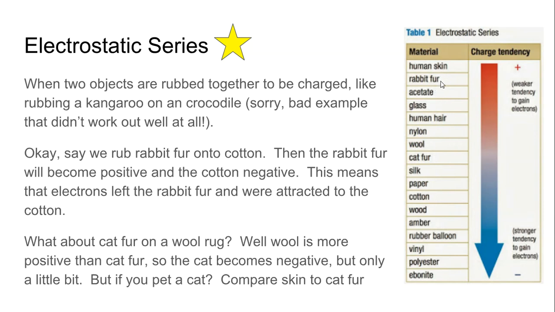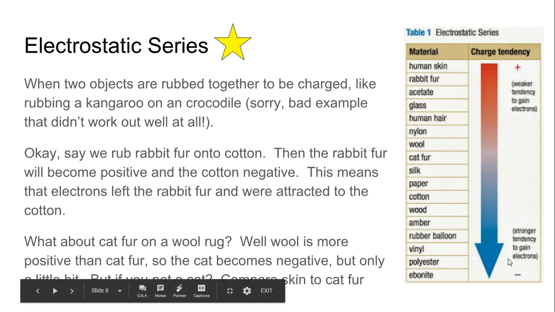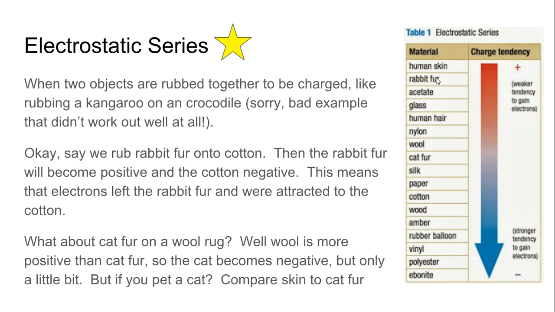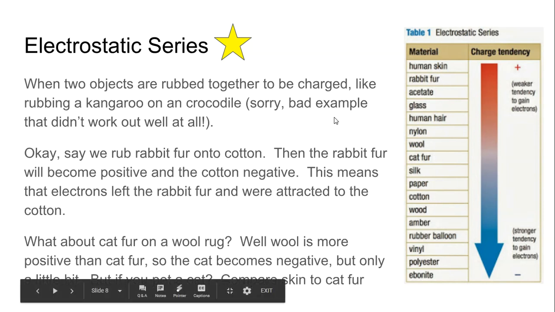Now, let's say we rub a rabbit fur onto cotton. What they discovered was the rabbit fur doesn't really gain electrons easily, so it loses its grip on some of its electrons, and the cotton grabs a hold of electrons better, and it pulls them to itself. So whoever is lower down on this chart is greedier for electrons. So if you rub polyester on rabbit fur, you will find the rabbit becomes positive and the polyester becomes negative.